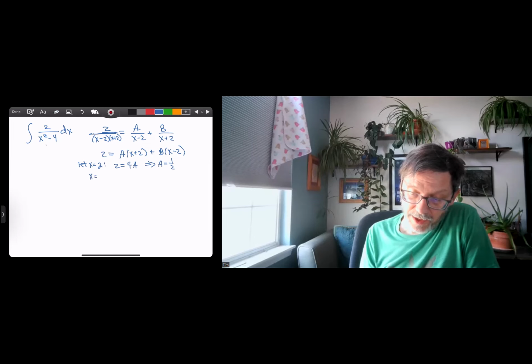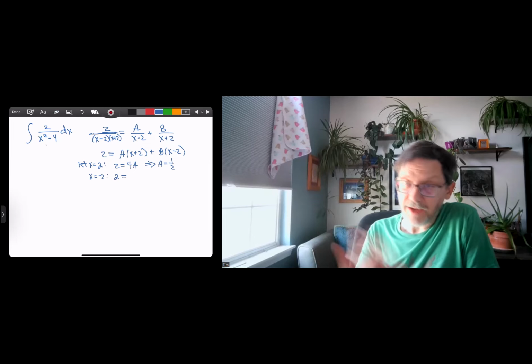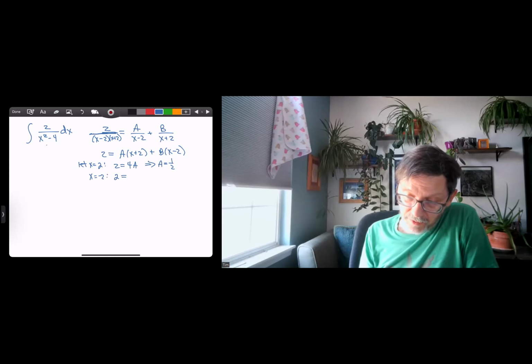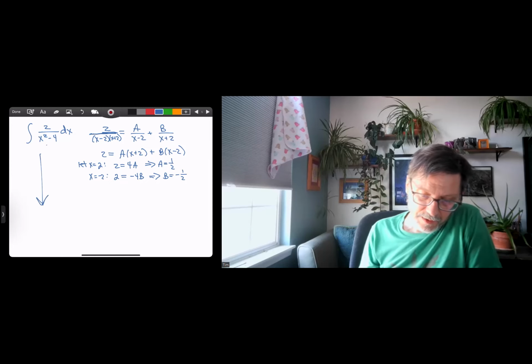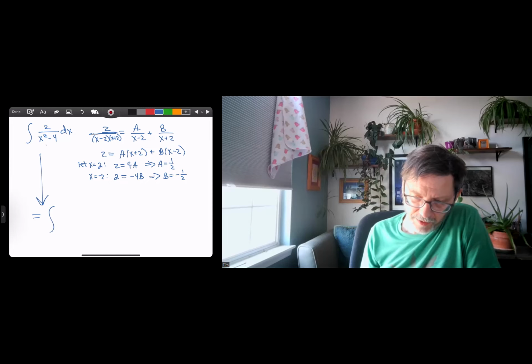And then I'm going to let x equal -2. And I've got 2 equals, this time the a dies off because -2 plus 2 is 0. And we've got -4b. So b is equal to -1/2. And we're done. Now we rewrite this integral. This is equal to our new problem. And so our new problem looks like this. 1/2 over x minus 2. And let's just put the minus there. Minus 1/2 over x plus 2.